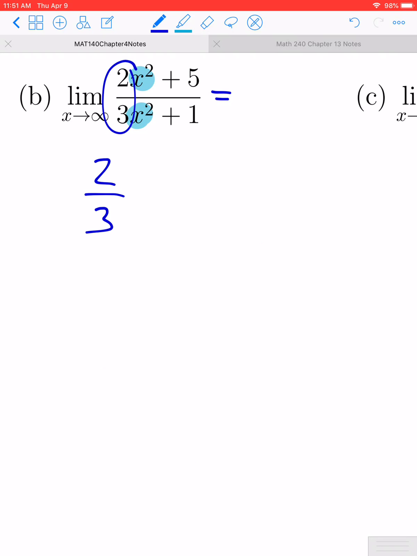And if you wanted to justify that and show all the work, you would simply go through, divide every single term by x squared. You would have a 2 plus 5 over x squared. This would be a 3 plus 1 over x squared. This term would go to 0, this term would go to 0, and we'd be left with 2 over 3.